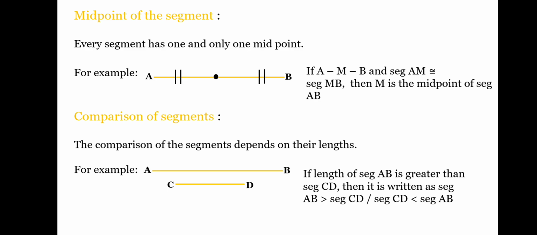So similarly here, when we have to compare two segments, we have to compare their lengths. So one segment will be greater than the other, or vice versa, one segment will be smaller than the other. Here you can see that segment AB is greater than segment CD. So the basic concept that has to be clear is that when we are comparing two segments, we are comparing their lengths.